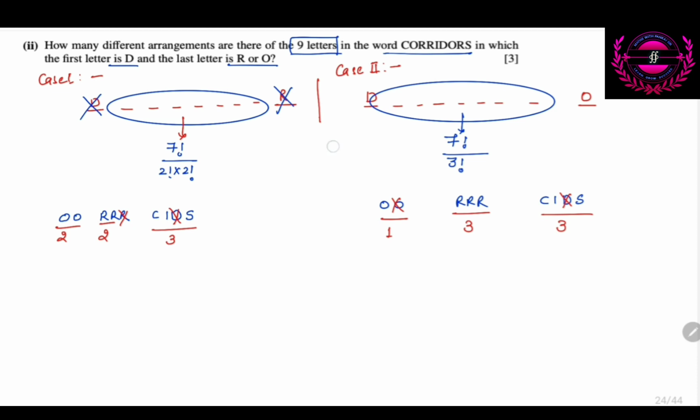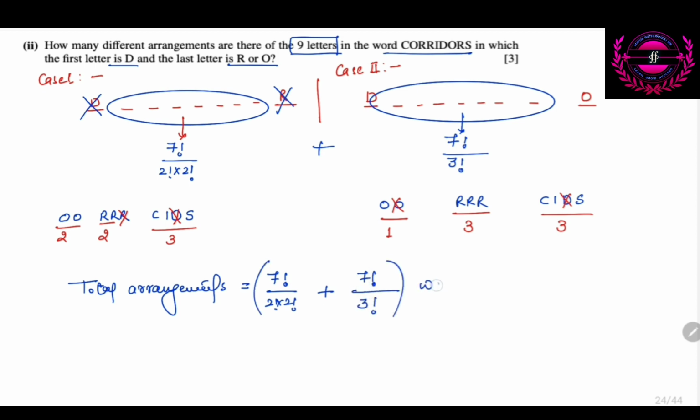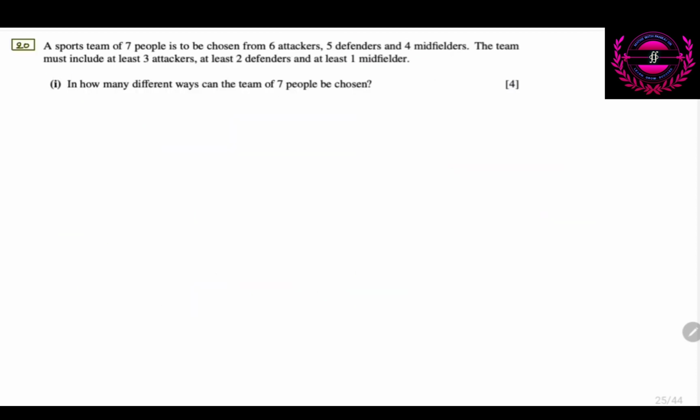So I will add these two. Therefore, total arrangements will be 7 factorial upon 2 factorial into 2 factorial plus 7 factorial upon 3 factorial. These are the number of ways. Next, read question number 20.